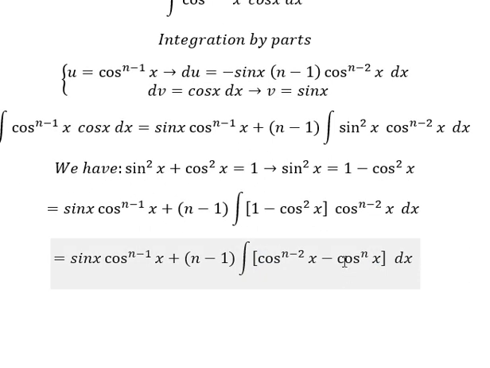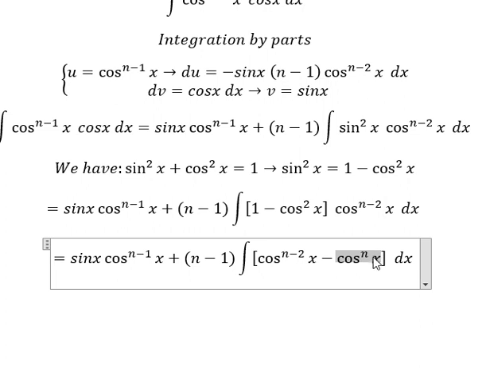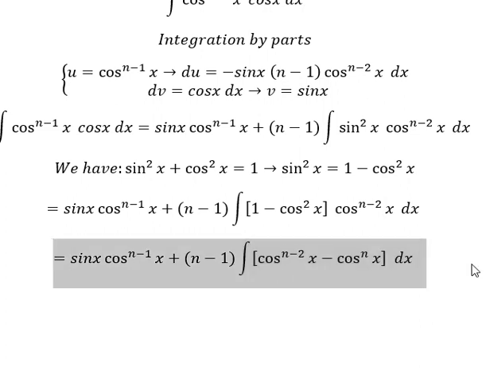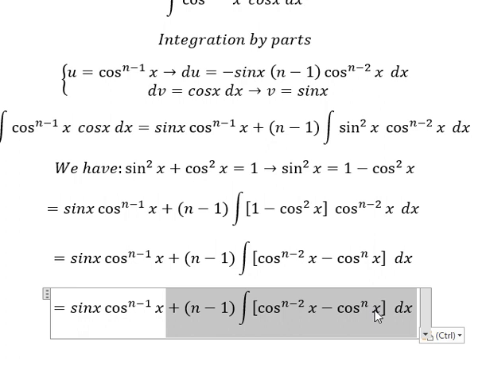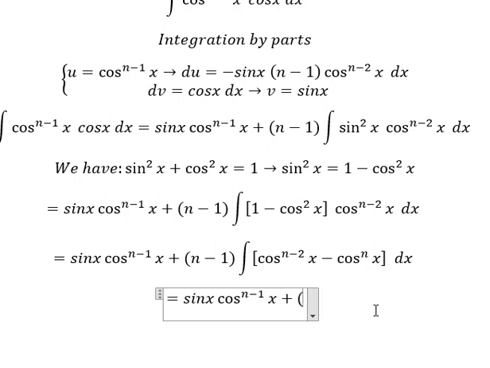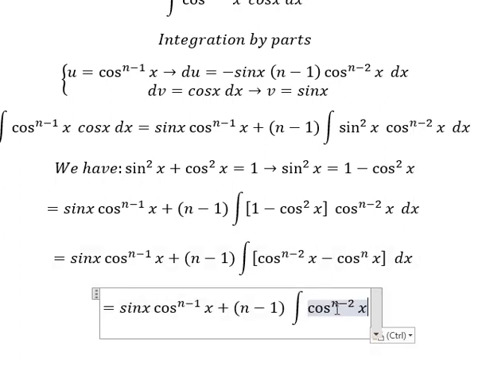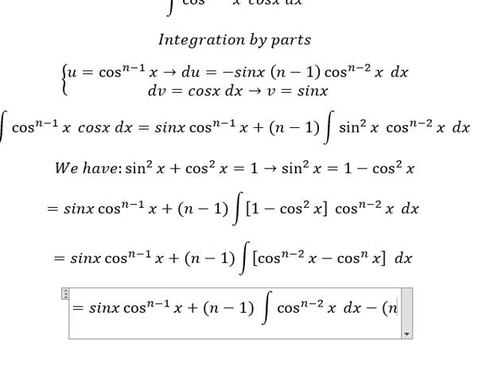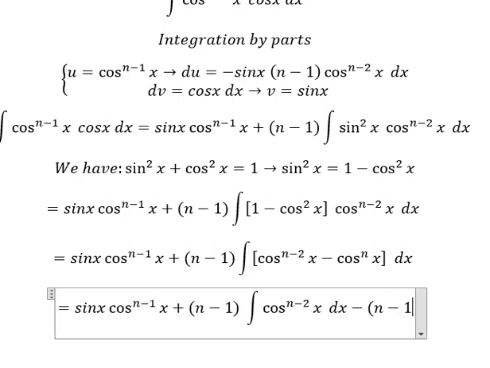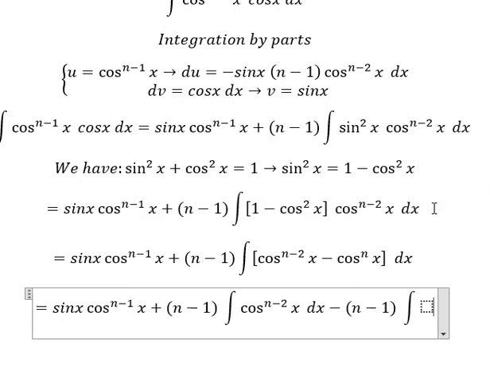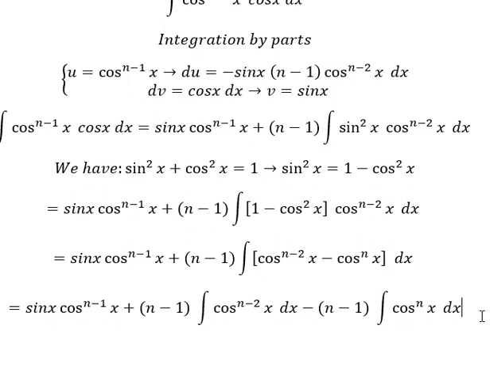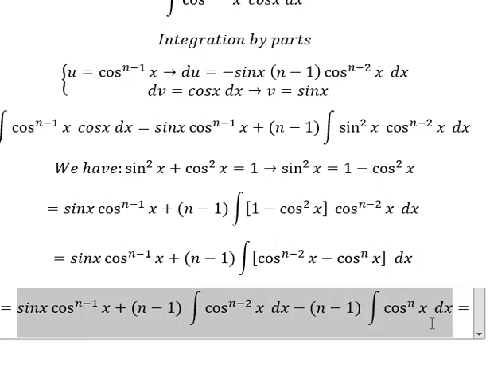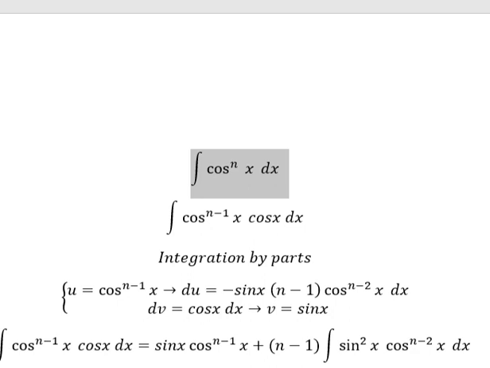And we can see that we repeat cosine x to the power of n. Now we need to separate them in here. And that should be like this. And we know that this one equals this one.